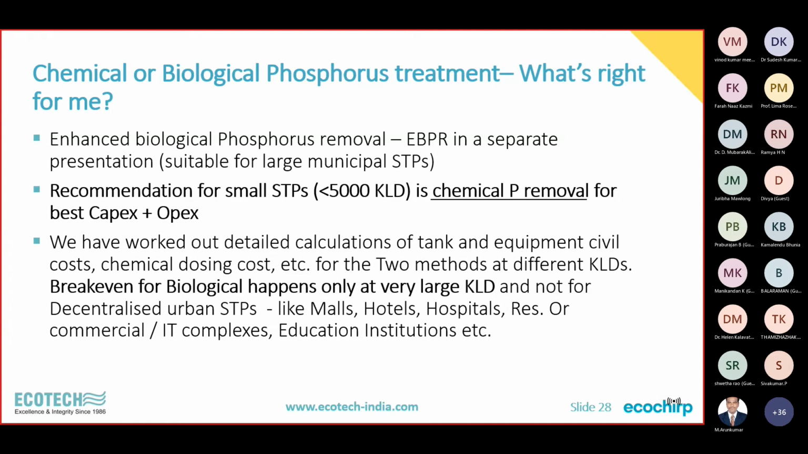As I said, we have done a detailed study, Excel sheet study, based on the CAPEX, the size of the tank for a biological system as against the size of the chemical dosing system and the cost of the chemical and so forth. We have worked out it always is in favor of chemical treatment, phosphorus removal for up to 5,000 KLD. As a detailed calculation of tank and equipment, civil cost, chemical dosing cost for the two methods at different KLDs. Break-even for biological happens only for a very large KLD and not for decentralized urban STPs, as I said.